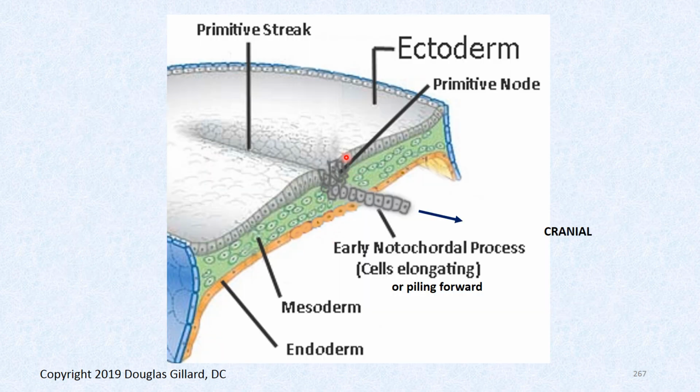So here's a cartoon. Primitive node is not drawn very well, but it would be a more raised region here. But all these cells are moving into the primitive streak and primitive node, and they get transformed. Instead of going to the sides like all these mesenchymal cells did to make the mesoderm, these ones go straight forward. And this mesoderm is being made at the same time. This story is all going on together. So we got this stick of cells going forward, and that's the early notochordal process.